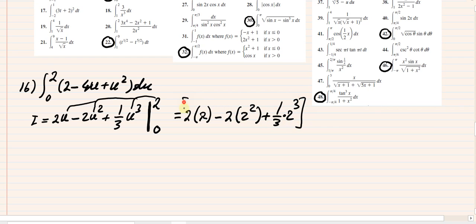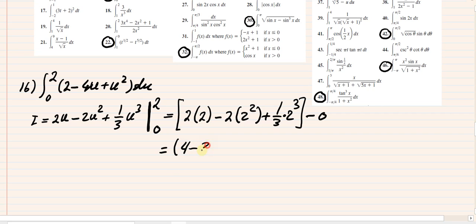That's the upper limit. The lower limit, on the other hand, is going to be, when you plug in 0 for u, well, all of those become zeros, right? So I'm just going to go minus 0. And the step that we just did, that was the fundamental theorem of calculus part 2. Okay, then we can finish this off.